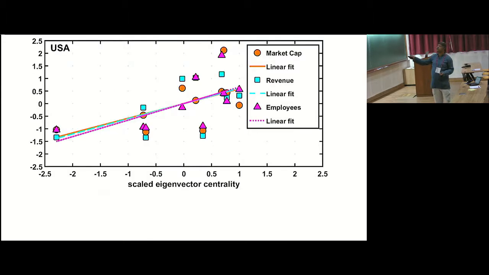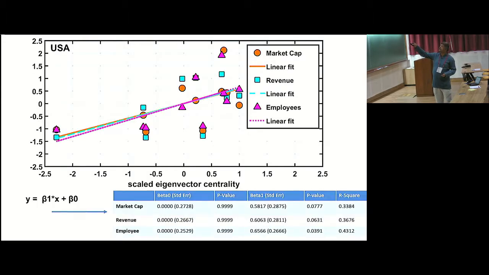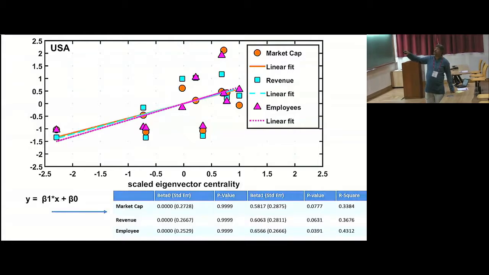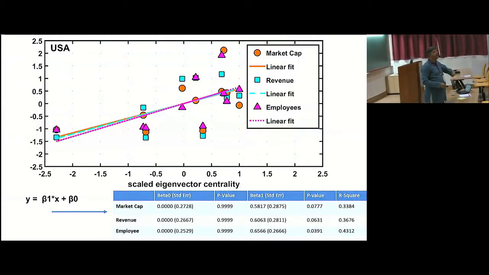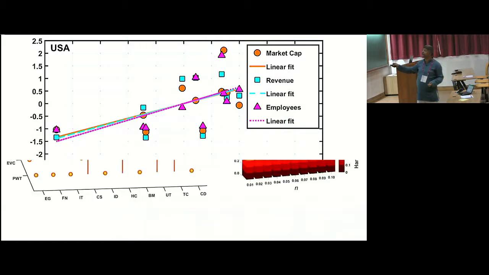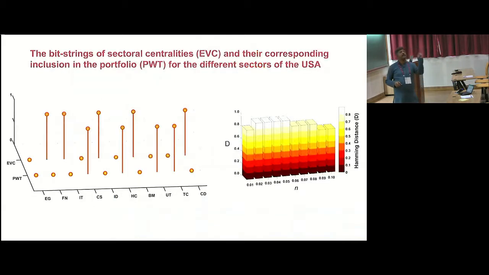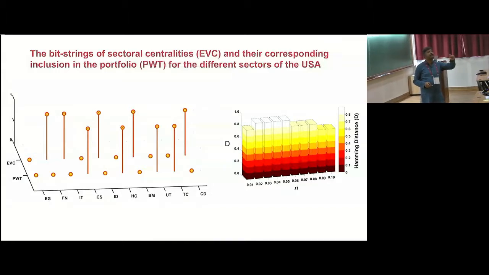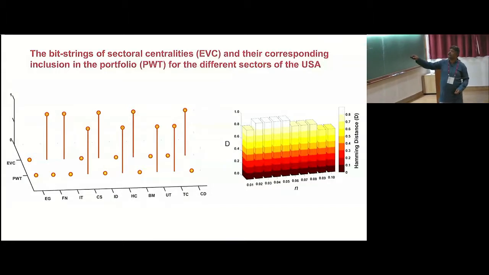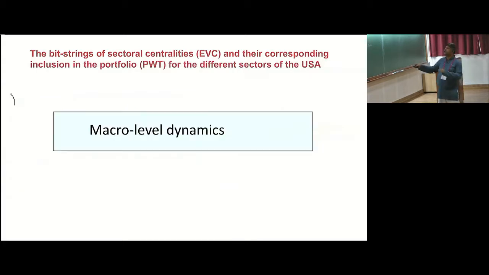These are the types of things you can do, and you can relate them also to the market cap, the revenue, and the employee size, and show that the fluctuations in these variables are related to the fluctuation in the financial movement. These are published in that Scientific Reports paper. Now, if I ask which sectors you should invest in, again you will find that the ones which are high in eigenvector centrality will not appear in your portfolio. So that's a similar message.